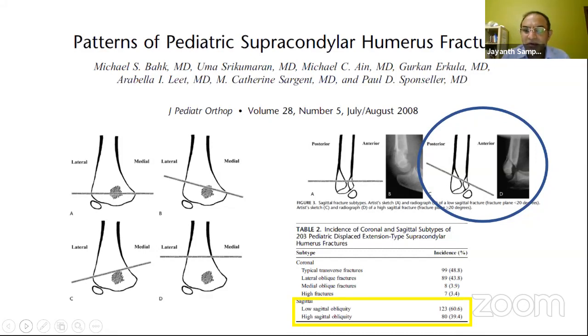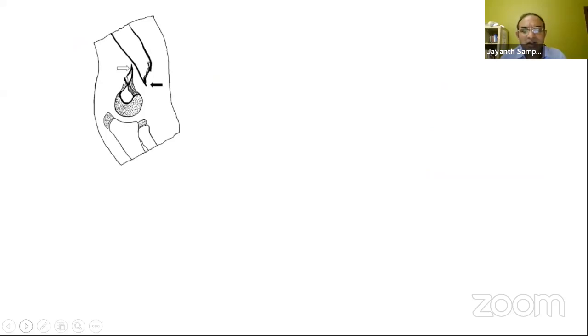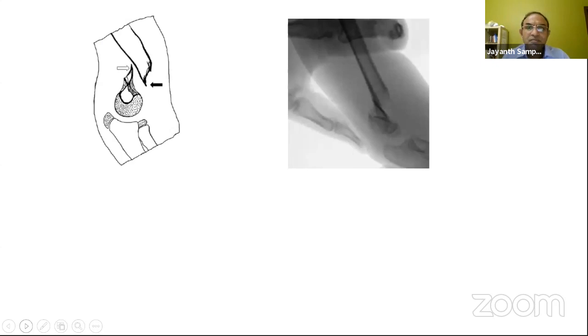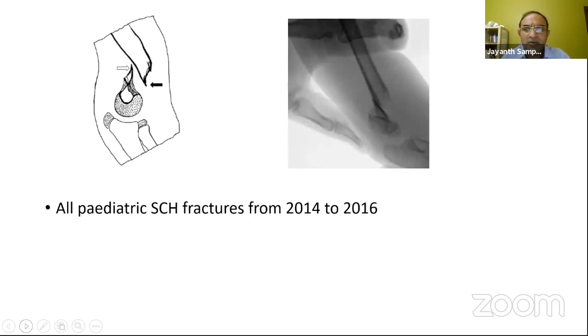But note that the sagittal oblique pattern goes from anterior cortex distally to posterior cortex proximally. So that's the classic sagittal oblique pattern. In contrast, this current paper describes the opposite pattern, where you have anterior cortex proximally to posterior cortex distally. So on the lateral view, it is the opposite obliquity of the typical high sagittal obliquity pattern. I hope everyone's clear with that.